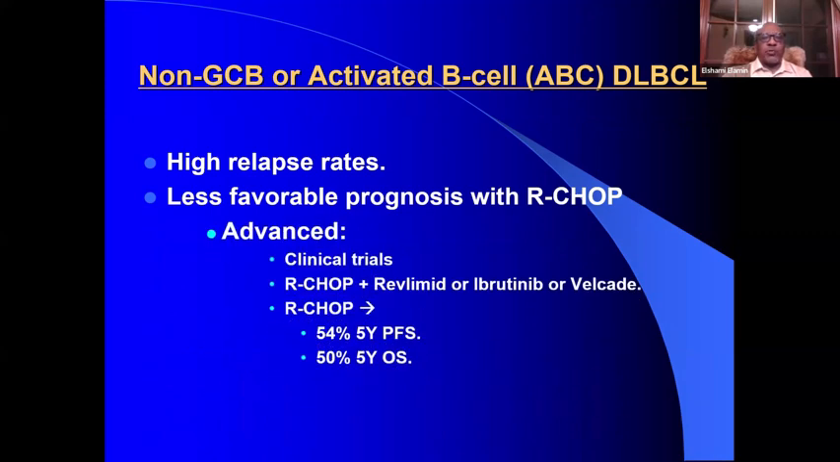So if it is a stage 3 or 4, the best is a clinical trial if available. Otherwise, use R-CHOP, but add something to it: Revlimid, lenalidomide, ibrutinib, the TKI inhibitor, or Velcade, because R-CHOP by itself gives you a 5-year PFS of 54%, and 50% is not bad still, but it is not the best. We're looking for something better than that. So remember, for the non-germinal center B cell or ABC, R-CHOP by itself is not enough, R-CHOP plus.